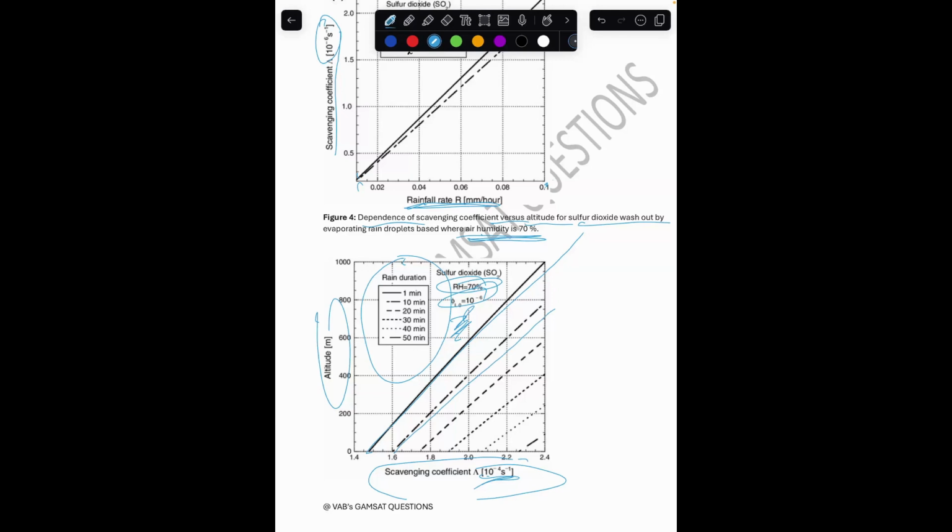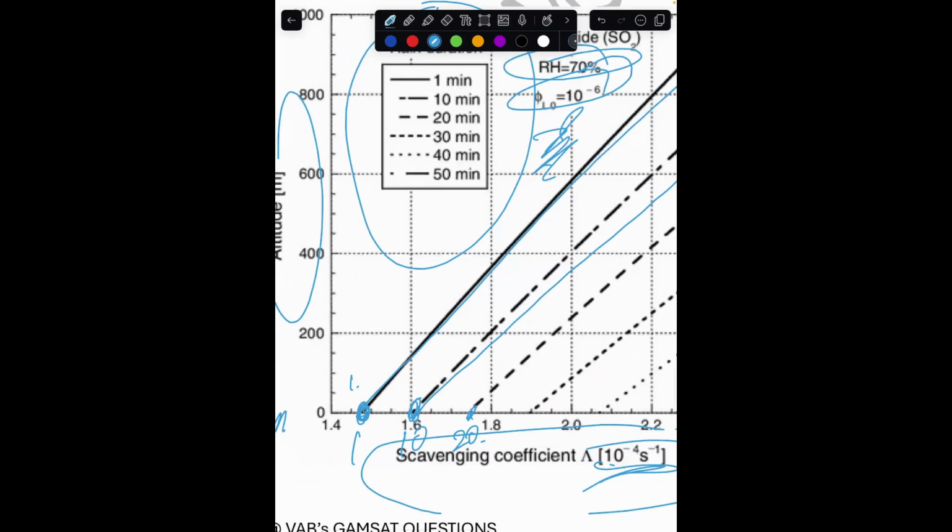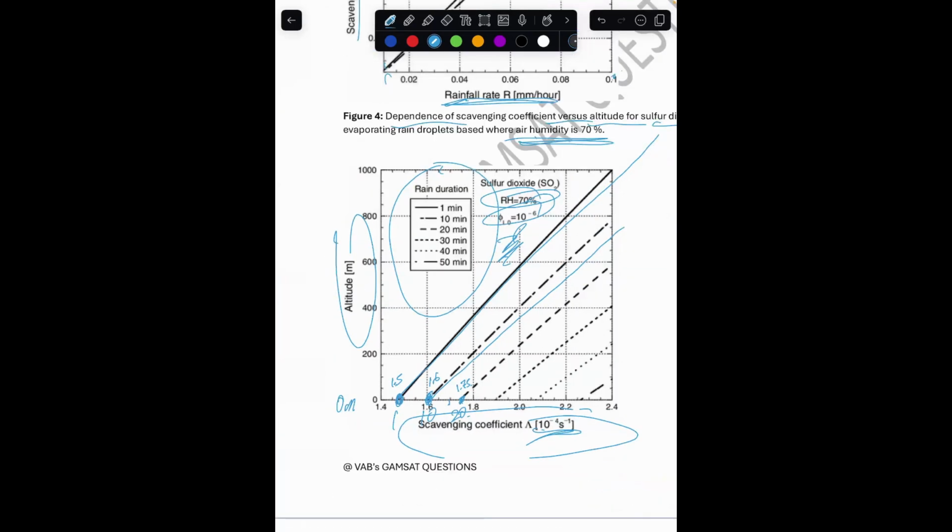The point that I'd like to take from here, again, is to try and notice some trends whenever you look at a graph. You can deduce that if you look at an altitude of 0 meters, the longer your rain duration, so 1 minute versus 10 minutes versus 20 minutes, the higher your scavenging coefficient. So here your scavenging coefficient is 1.5, but here it's like 1.6. And here it's almost, I'd say probably 1.75, something like that. So it's just getting higher and higher. That is something you should be aware of. Okay, take note of the trends.